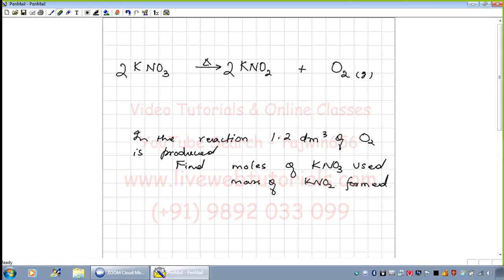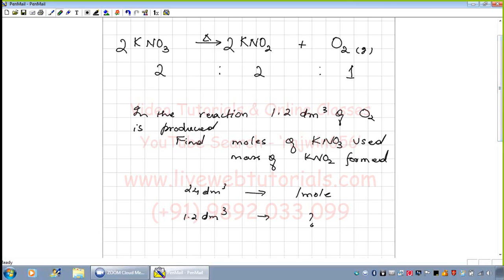Okay, now in the reaction 1.2 dm cube of O2 is produced. Find the number of moles of KNO3 used up and the mass of KNO2 formed. The mole ratio is 2 to 1. Correct. The mole ratio, first of all, 2:1. Now we have to find the moles of each. So 24 dm cube of O2 is 1 mole. And it's 1.2. So 1.2 dm cube is how many moles? 1.2 upon 24. Right. 0.05. Correct. So this is giving me 0.05 moles.